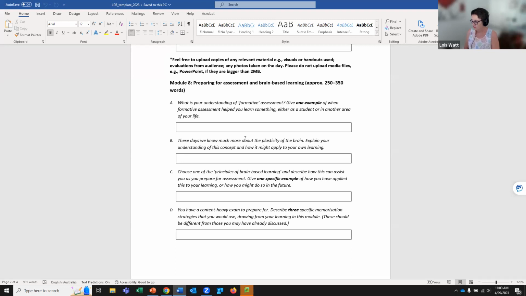C, choose one principle of brain-based learning, not all eight of them, just one, and describe how this can assist you as you prepare for assessment. If you're preparing for Learning Portfolio B, that's different than maths or essay writing, which requires lots of reading. So how is it going to help you prepare for assessment? And give one specific example of how you have applied this to your learning, or how you might do so in the future. You don't have to have achieved it yet. You just have to think about how this might help you later on.